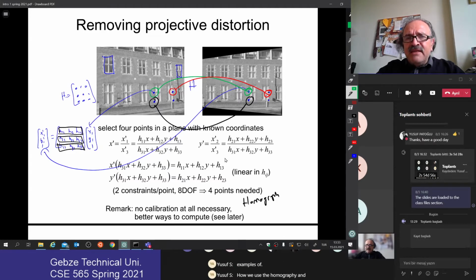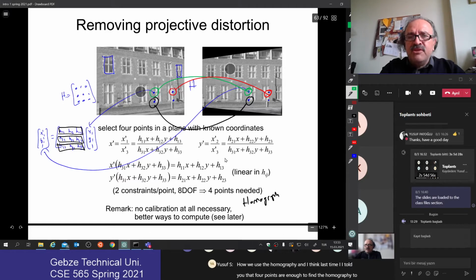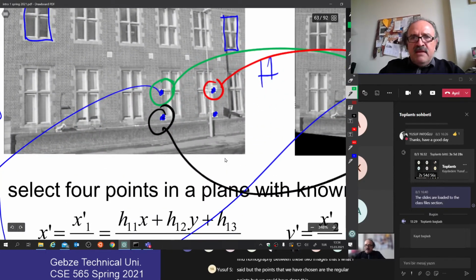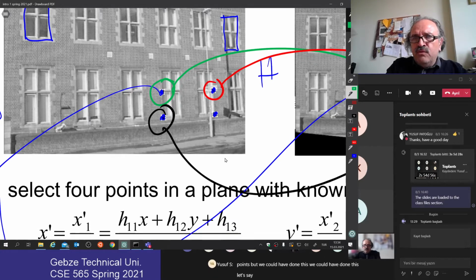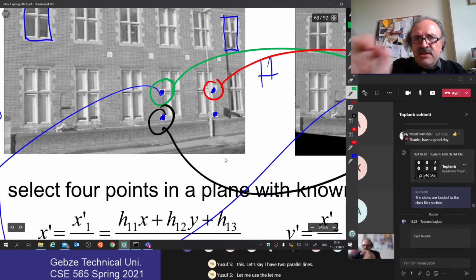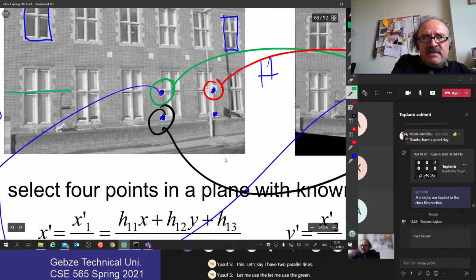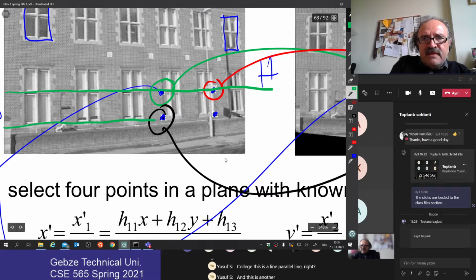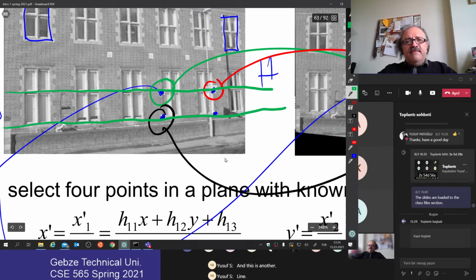And I think last time I told you that 4 points are enough to find the homography between these two images. That's what I said. But the points that we have chosen are regular points, but we could have done this. Let's say I have two parallel lines. Let me use the green color. This is a line, parallel line, right? And this is another line. And I know that if I continue them, these will intersect, right?